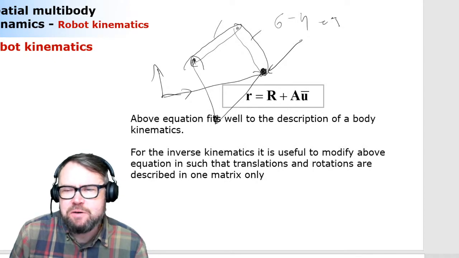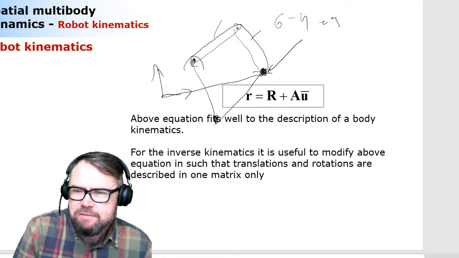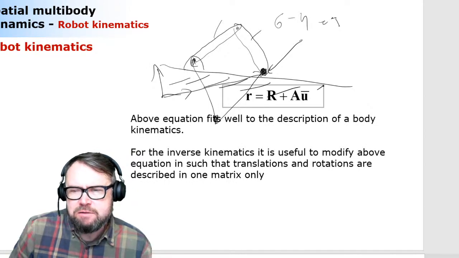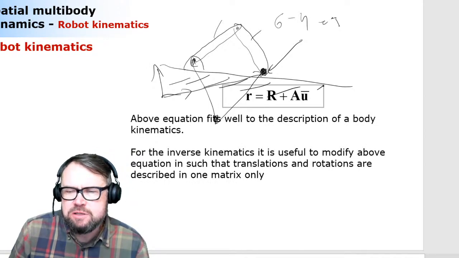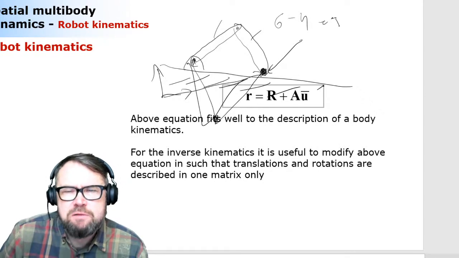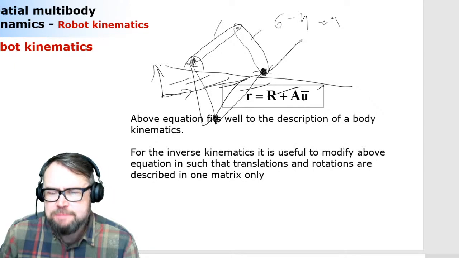Oh yeah, there's a question. Sorry that I forgot that. The question was, is there some kind of constraint, like a floor or similar, that prevents the system from going to this configuration? No, there's no floor.